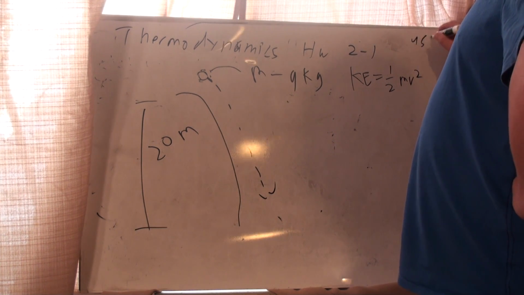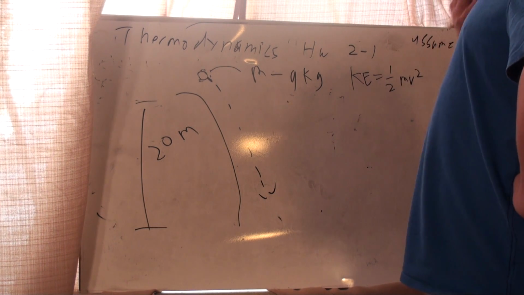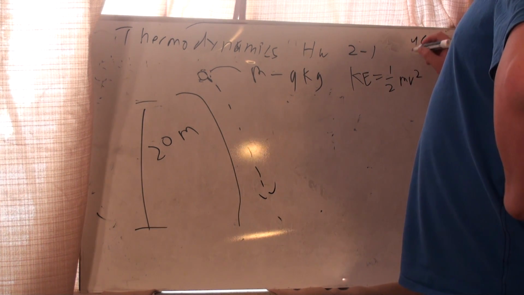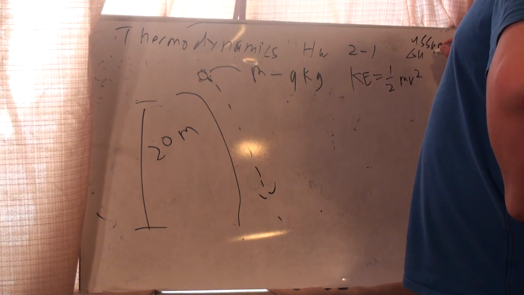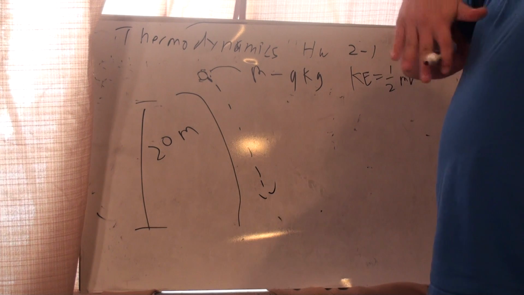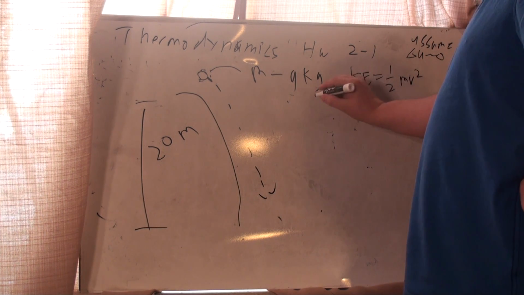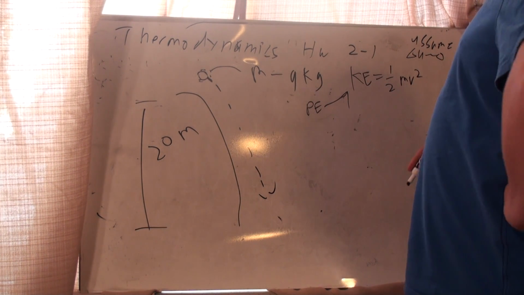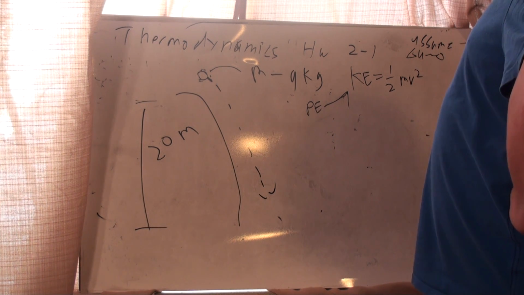So let's write down some assumptions. Okay. For this one, we're going to assume that internal energy doesn't change. It's about 0. Any energy transfer is from potential energy to kinetic energy. So we're going from potential energy to kinetic energy. Alright, so we're going to assume that delta U is 0.